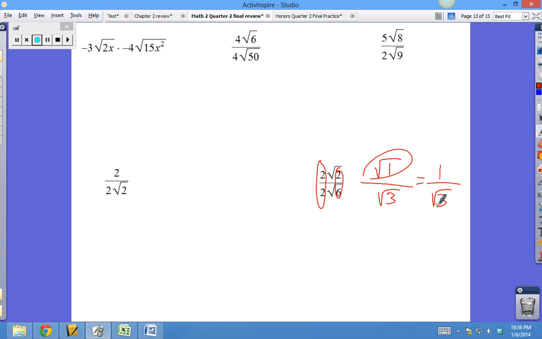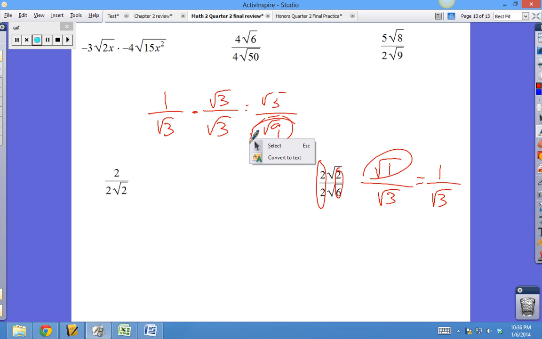And we're done. But it is unacceptable to leave a square root on the bottom. So I need to change that into a perfect square. 1 times the square root of 3. If I multiply it by 1, if I multiply it by square root of 3 over square root of 3, on top that's going to give me square root of 3. On bottom that's going to give me square root of 9, which is by design, that's what I want. Because square root of 9 is just 3. And on top, I got square root of 3. And we're done.